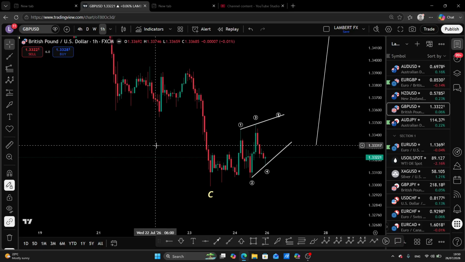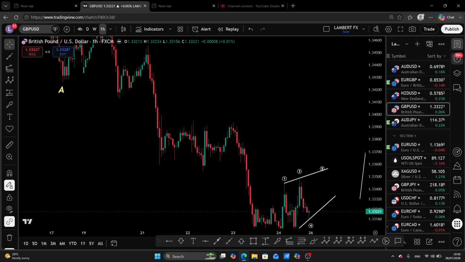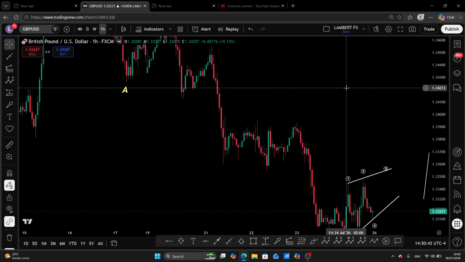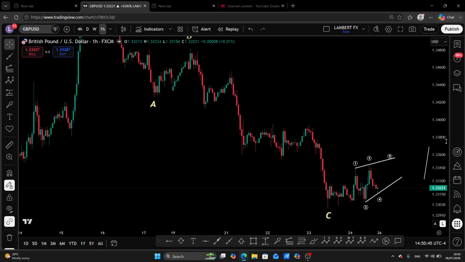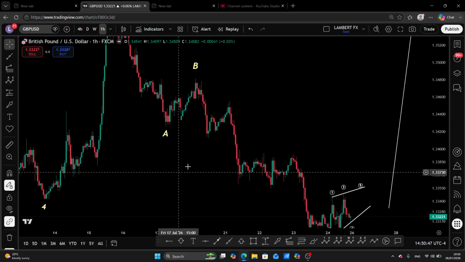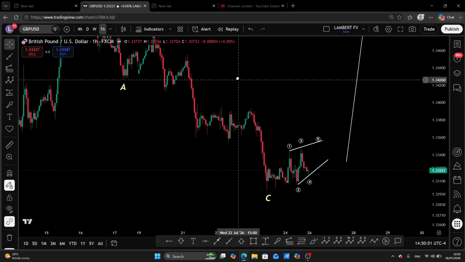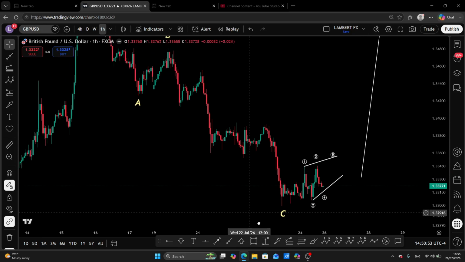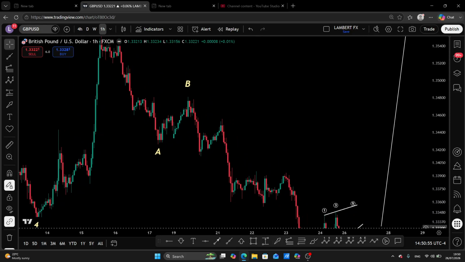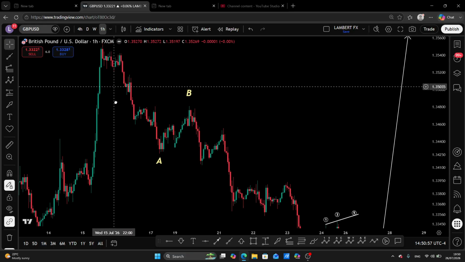Again, I don't want to make the video too long, so I'm so sorry, I won't be analyzing the chart top down. So what we have here is an ABC correction. Again, it looks like a 535.